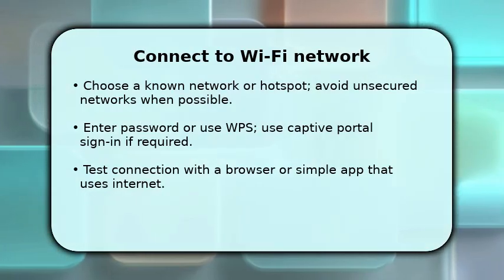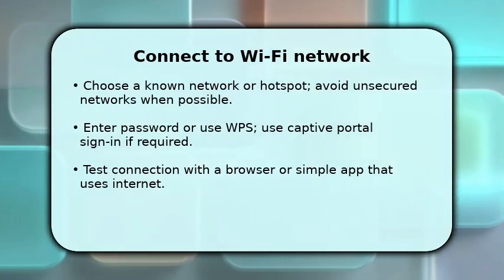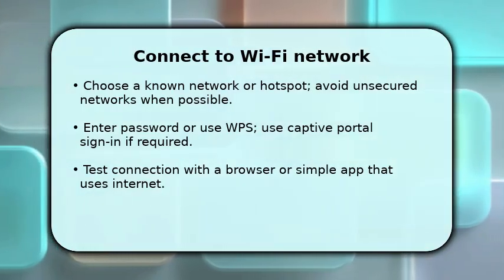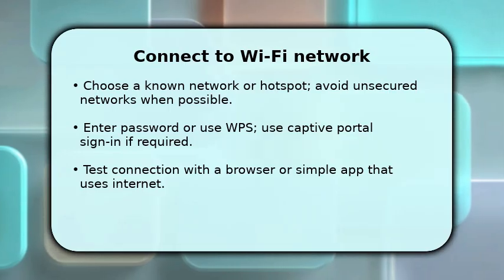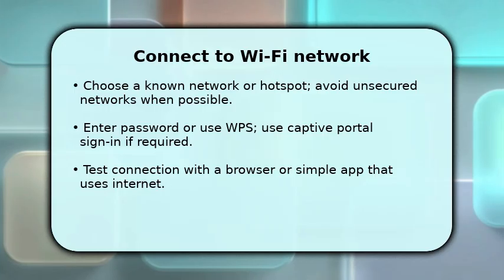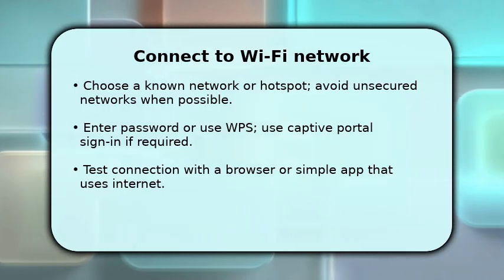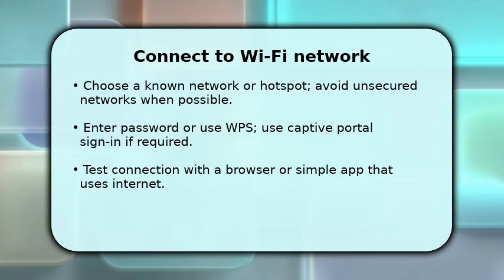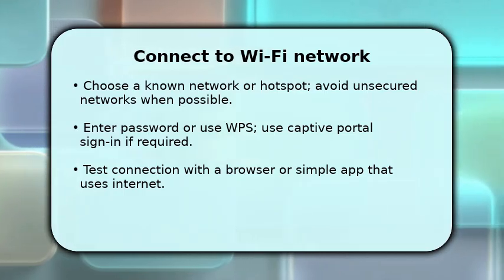You next find and join the Wi-Fi network you want. Go to Settings Wi-Fi and pick the network. If it's password protected, enter the credentials. If it uses a captive portal, open your browser and complete the sign-in steps. Once connected, test the link by loading a simple web page or refreshing an app.